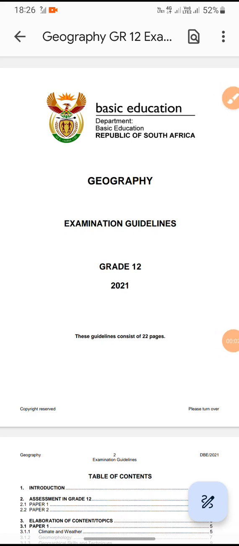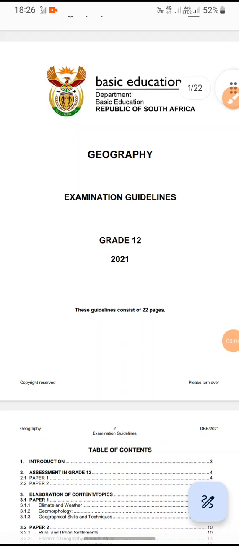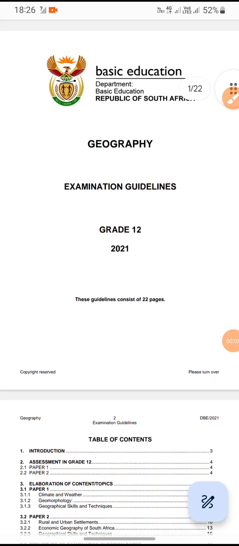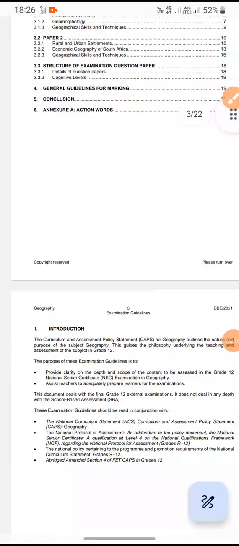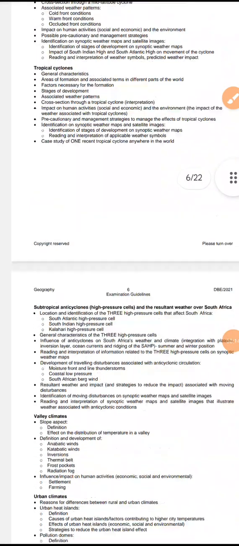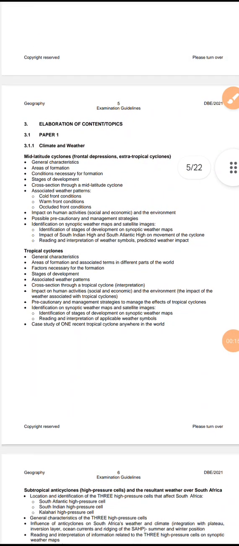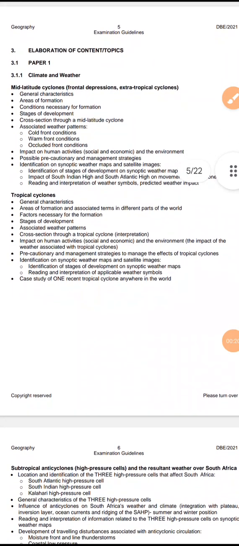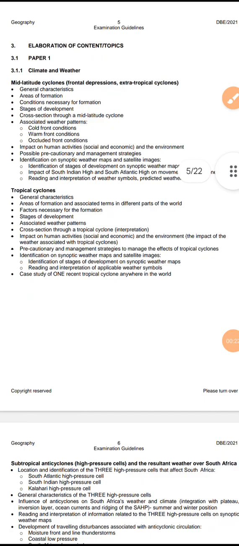We are going to be doing geography, your Grade 12 term 1 work, tropical cyclone. So this is your term 1 work. In our last segment videos we did mid-latitude cyclone under the chapter of climate and weather.